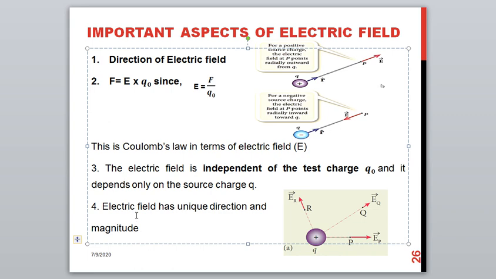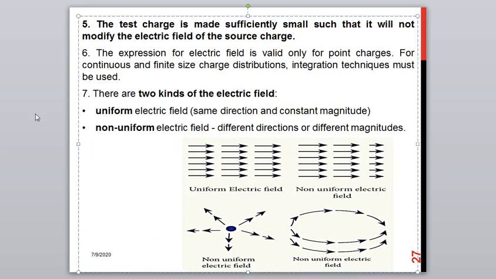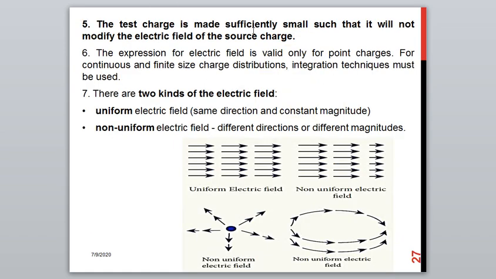Fourth point is, electric field has a unique direction and magnitude as it is a vector quantity. Then the fifth point is, as we have already said, the electric field does not depend upon the test charge because the test charge is very much smaller. We have to take the test charge in such a way that it is very much smaller than the source charge, so that the electric field of the test charge does not affect or overcome the electric field of the source charge.